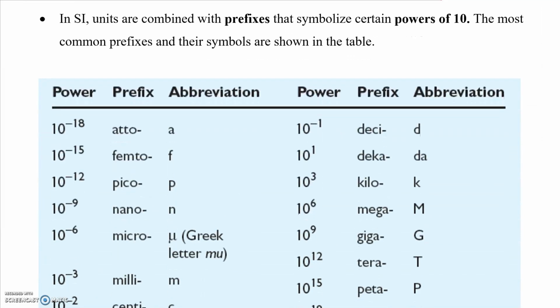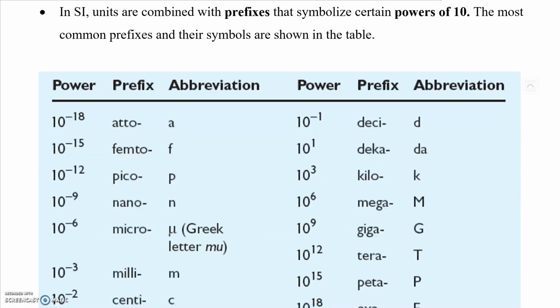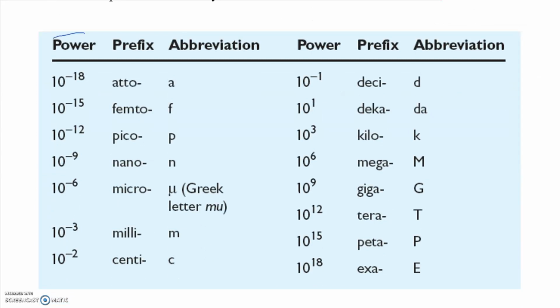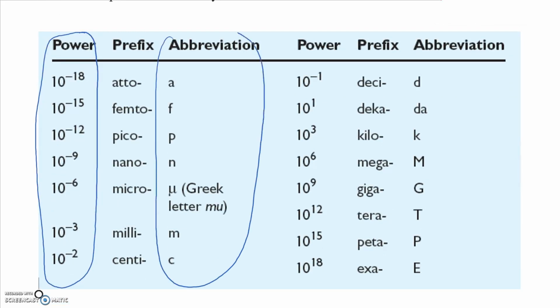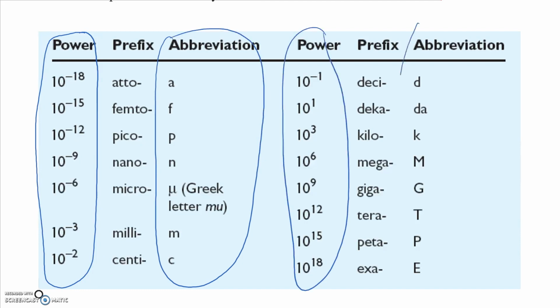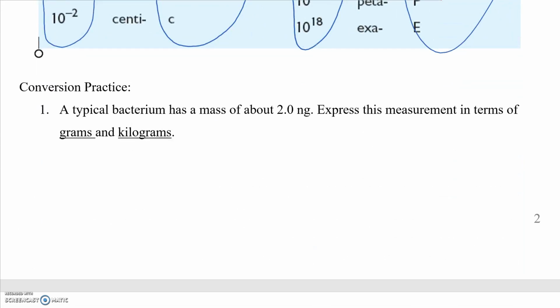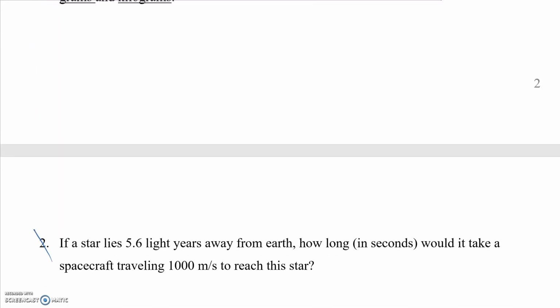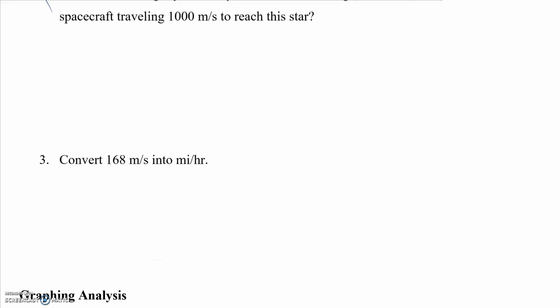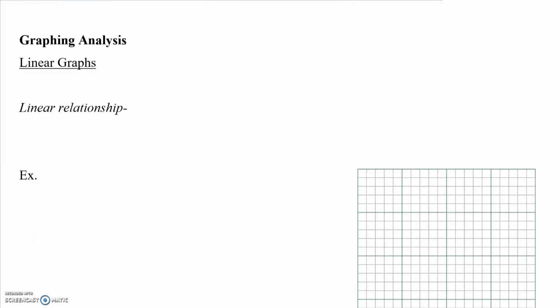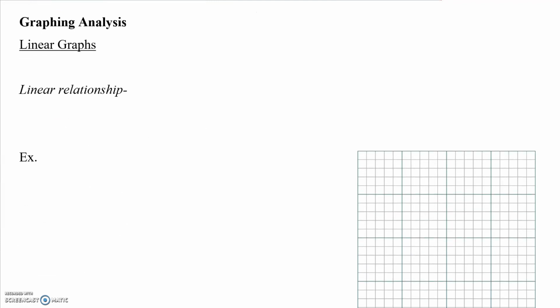Here are the prefixes. These will be given on a test. In particular, you'll have the power of 10 and the abbreviation when needed. So skip number 2. And we could go ahead and try number 3. But we're going to move on now to graphing analysis.